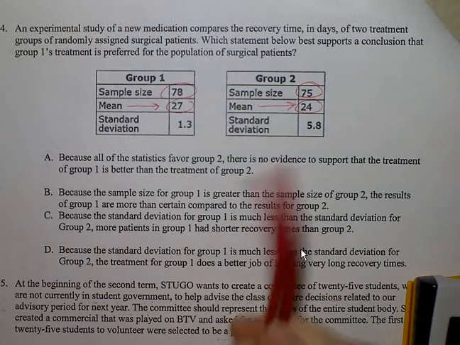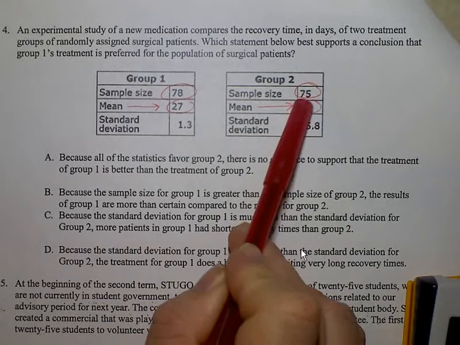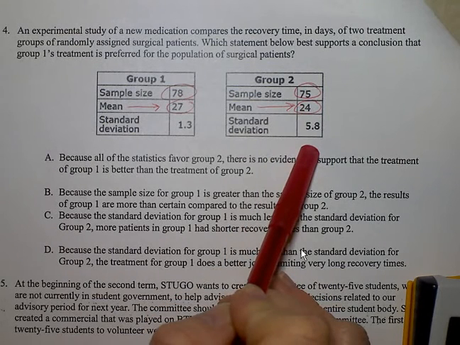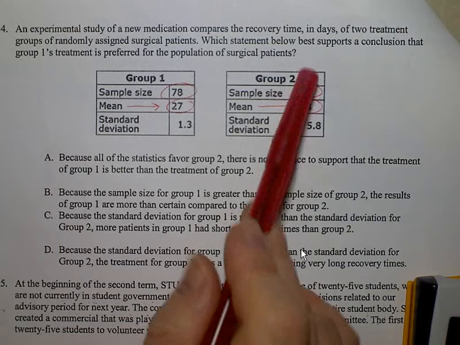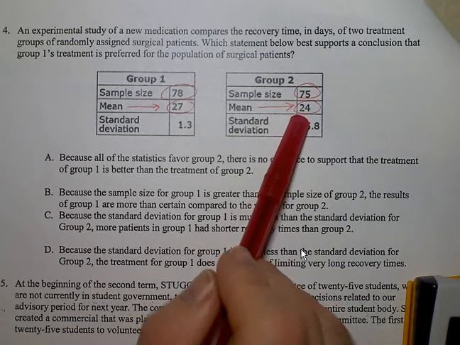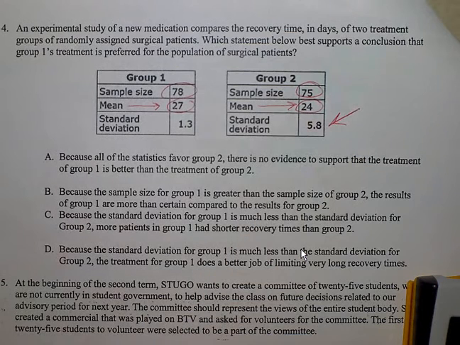But what about this one? Even though it's a smaller recovery time on average, do you see how much more spread out the days are? So when a doctor would give this medication, it's really variable how long it's going to take. This tells you that it's not consistently giving the same results, and doctors want consistent results.